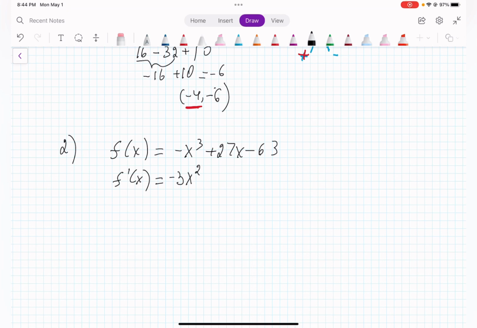Well, I'm not going to write the formula every time. Plus here will be 27, and that's it. So next we are assigning -3x squared plus 27 equal to 0. So 3x squared equal -27. X squared is equal -9.